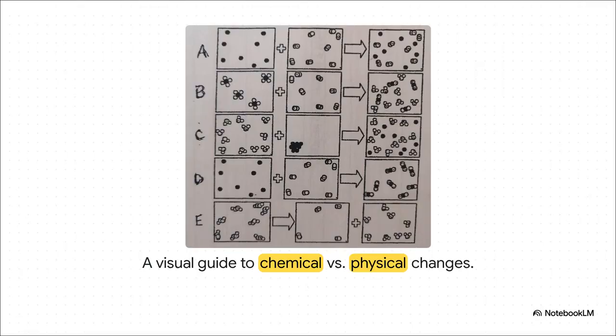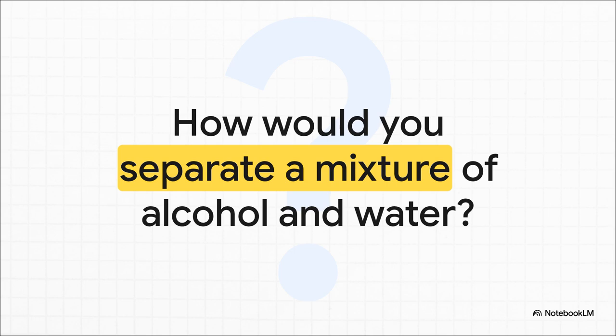And this diagram here shows that difference perfectly. Just look at the top row, the one labeled A. See how those two different types of particles are actually snapping together to form brand new pairs? Their basic identity has changed. That is a chemical change. Okay, now look down at row D. See? The particles are just jumbled up in the same container. They're hanging out, sure, but they haven't bonded or changed who they are. That's a physical change.